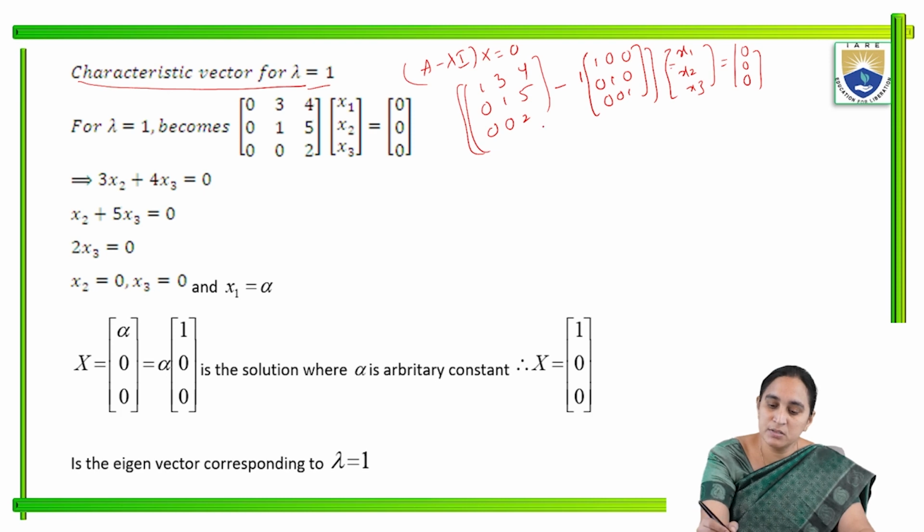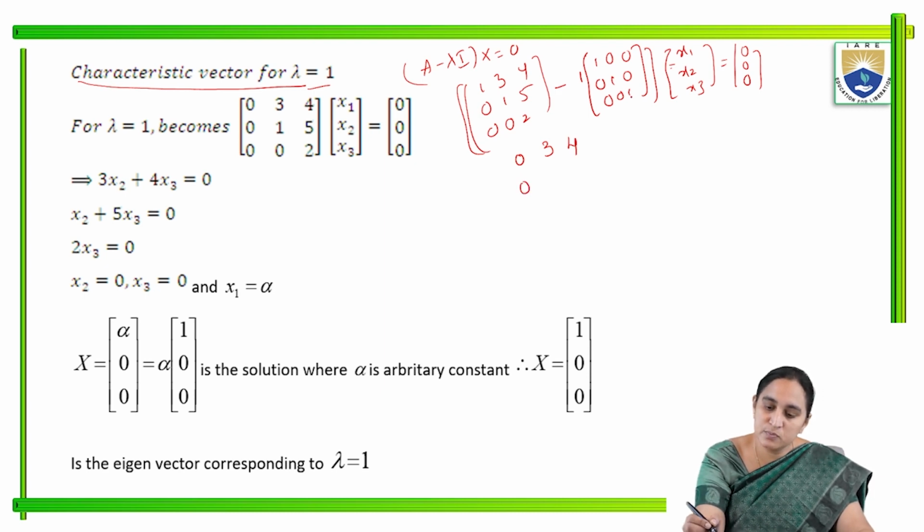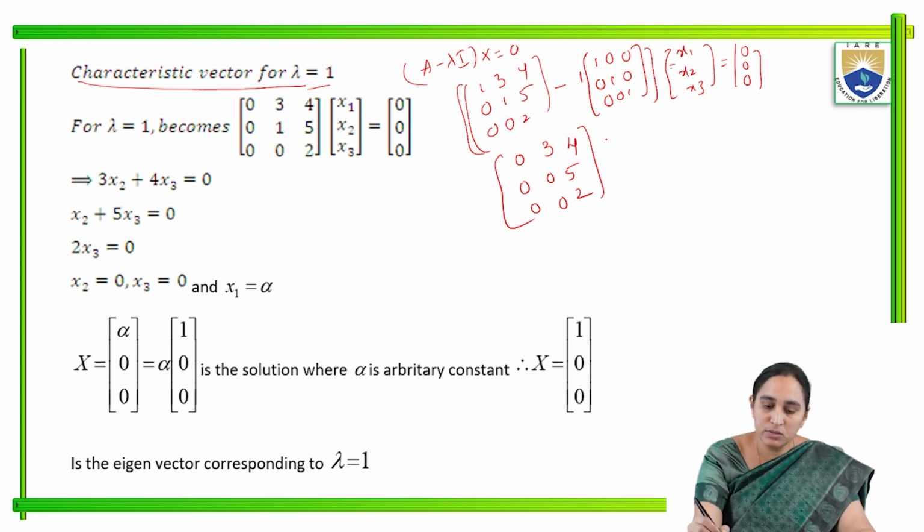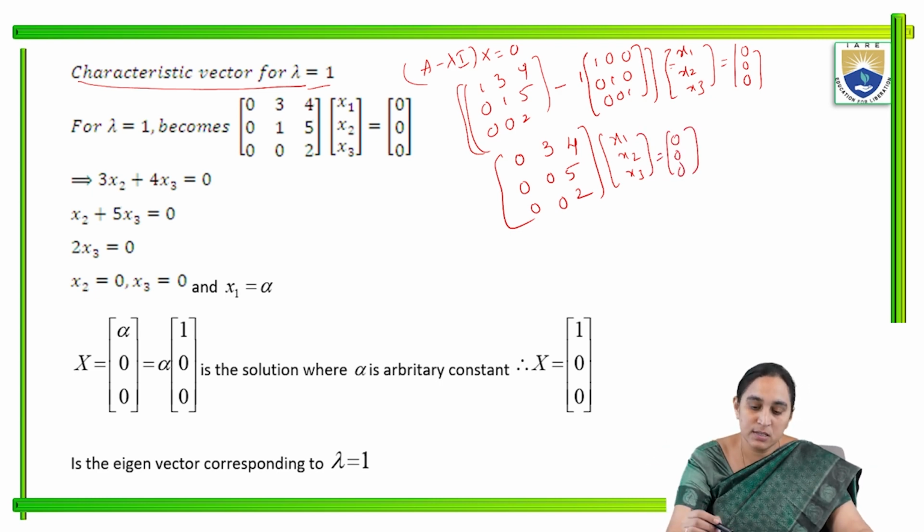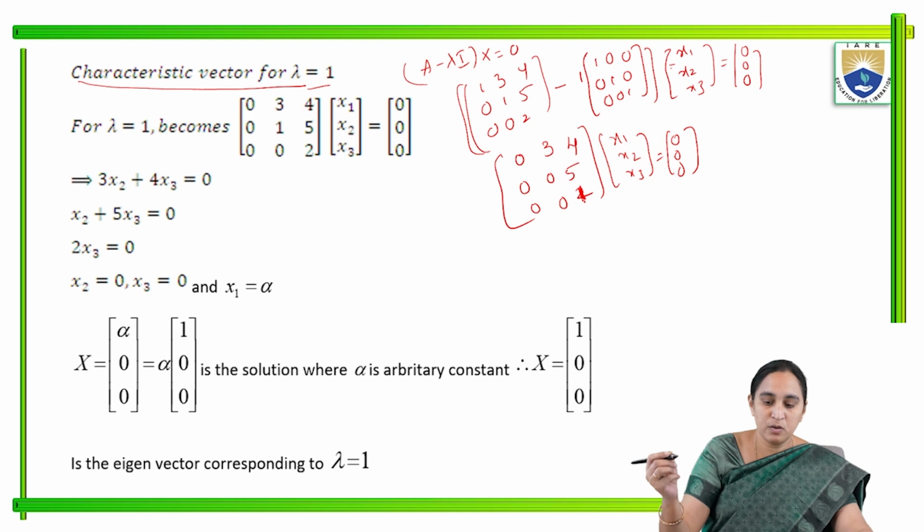Now subtract the two matrices. 1 minus 1 is 0, 3 minus 0 is 3, 4 minus 0 is 4. In the second row, 0, 2 minus 1 is 1, and 5. In the third row, 0, 0, and 3 minus 1 is 2. So the matrix is [0, 3, 4; 0, 1, 5; 0, 0, 2] times x1, x2, x3 equals 0, 0, 0.